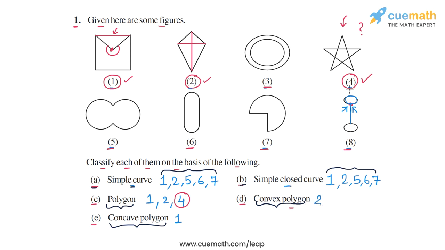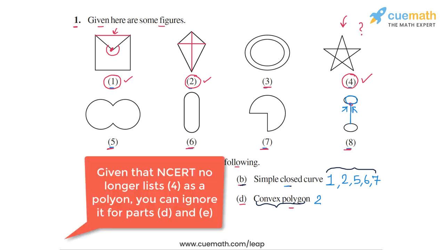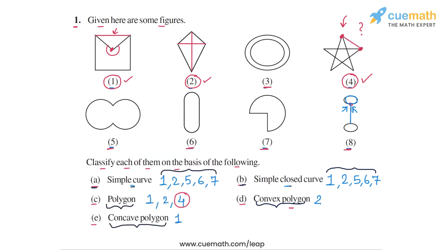And what about figure number 4? So we listed it as a polygon, but is it a convex polygon or a concave polygon? Well, let's take any two vertices. So let's take this vertex and this vertex, and let's join these two vertices, and we see that this diagonal lies outside of the polygon. So we can call this a concave polygon. So we will list this also as a concave polygon.